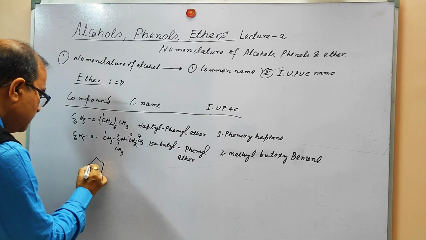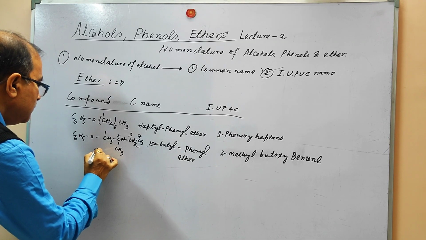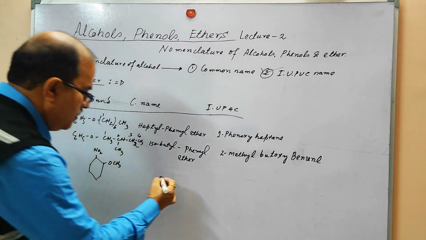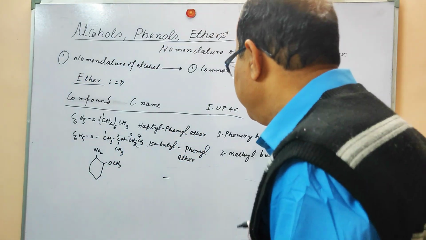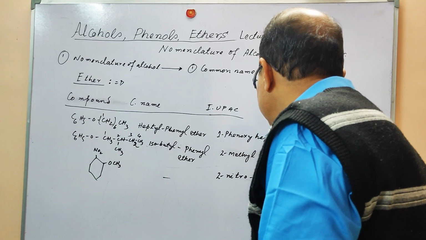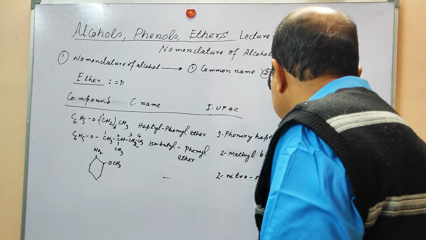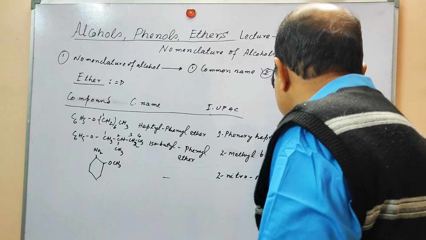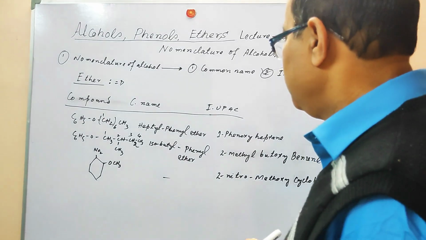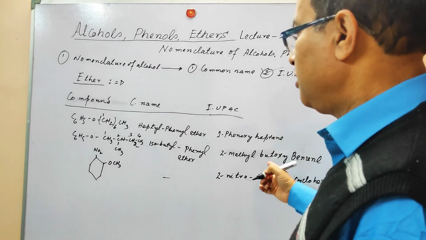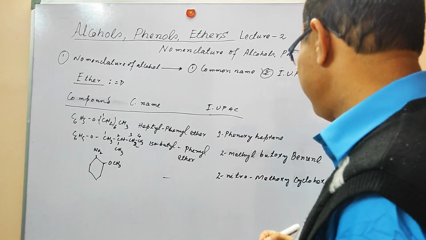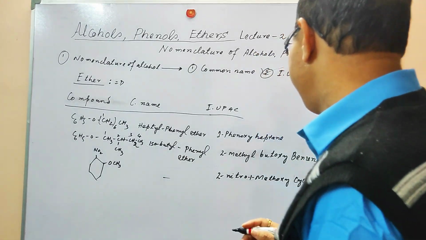Now we are going to discuss one cyclo compound, with NO2 and OCH3. The IUPAC name of this compound will be 2-nitro-1-methoxycyclohexane.